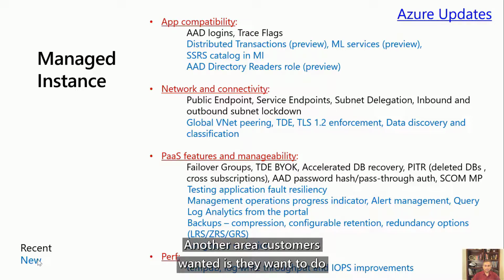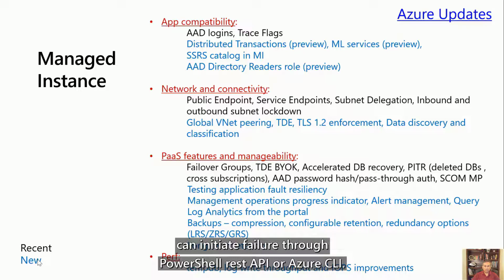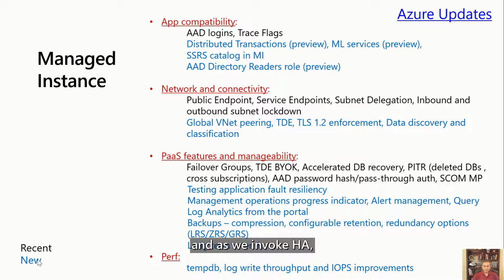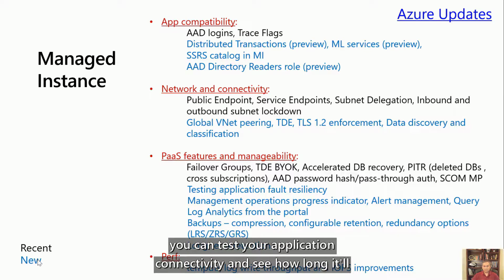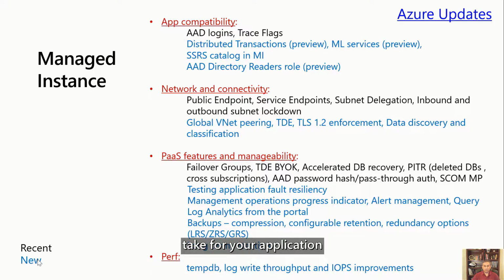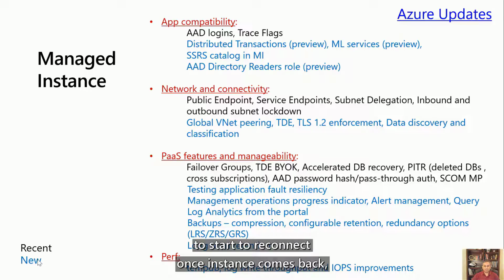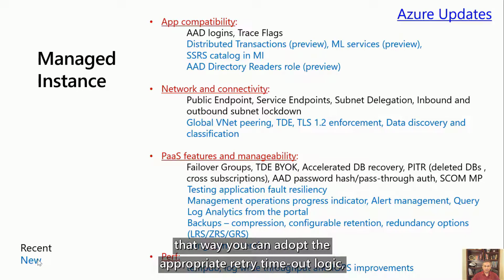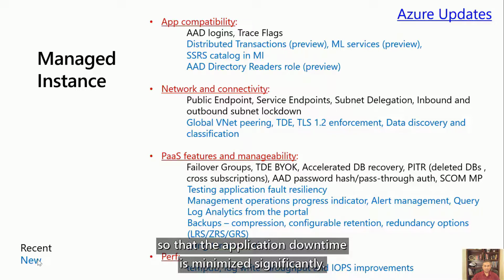So that helps you understand how long it's going to take for the changes to be ready. Another area customers wanted is they want to do HA drills for their environment and see how the application behaves if there's an outage. So now you can actually test application fault resiliency, where you can initiate failover through PowerShell, REST API, or Azure CLI. Remember, HA is already built in, as I mentioned earlier. And as we invoke HA, you can test your application connectivity and see how long it will take for your application to start to reconnect once the instance comes back. That way you can adopt the appropriate retry timeout logic so that the application downtime is minimized significantly.